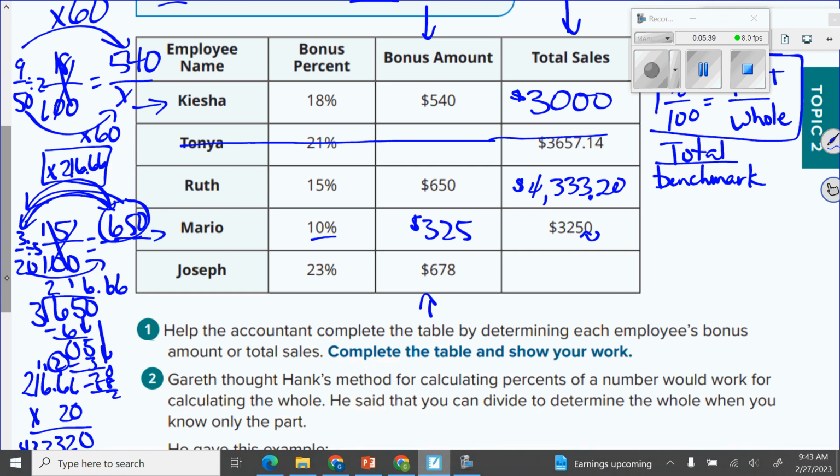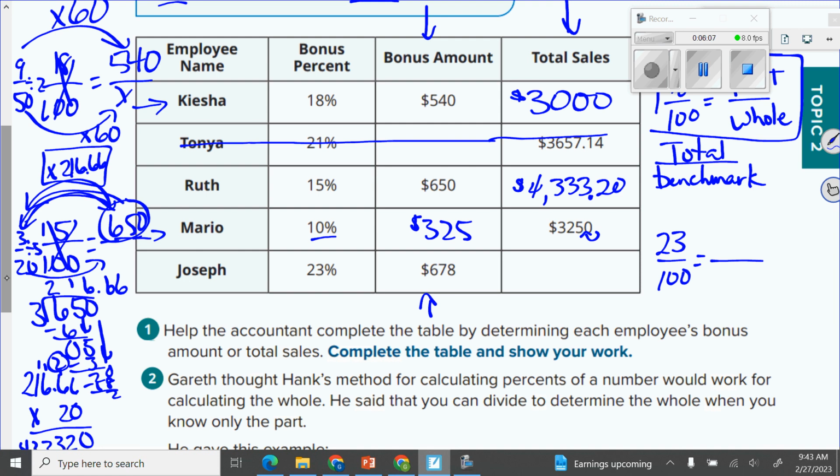Then Joseph, this was a really fun one, but they all start the same. If you will start here, then it should fall into place. Once it falls into place, then you got to do the math, sorry, but at least the math will be done properly. Then all we're worried about is errors. So what was my percent for Joseph? 23. So what goes over 100? 23. It's not a trick question.